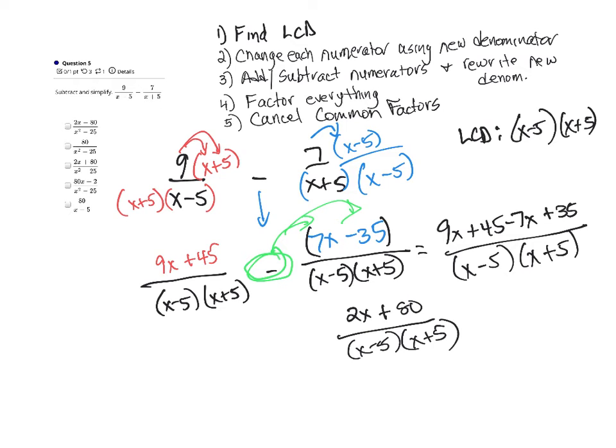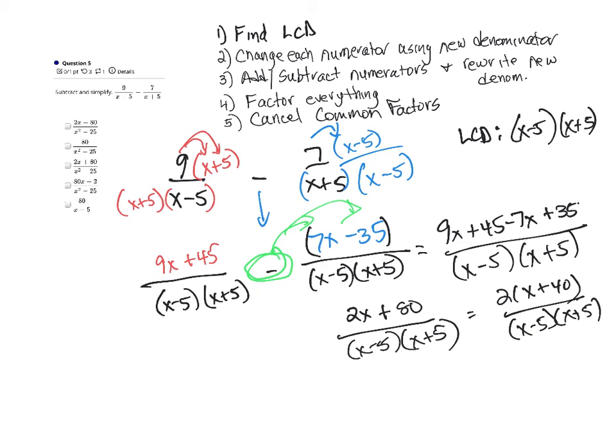Now, if we were to factor out the 2, that's not going to give us a binomial of x plus 5, right? That would just give us x plus 40. So let me show you what happens if you do that. I combined the 9x minus 7x, that gave me a positive 2x. The 45 plus the 35 gave me plus 80. So I collected like terms.